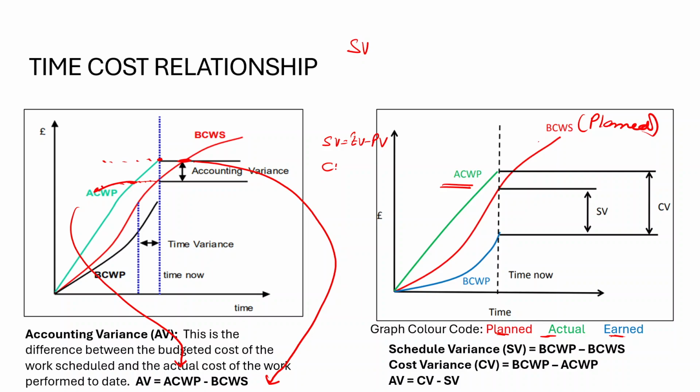Similarly, for cost variance, the formula was earned value minus actual cost. So cost variance is BCWP again, budgeted cost of work performed, which is earned value, minus ACWP, actual cost of work performed, which is AC. And the last formula is accounting variances, CV minus SV. CV is cost variance minus SV is schedule variance. So I hope this is clear now.